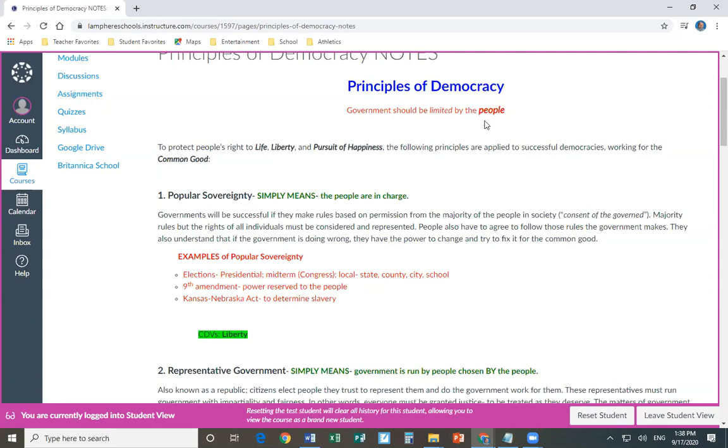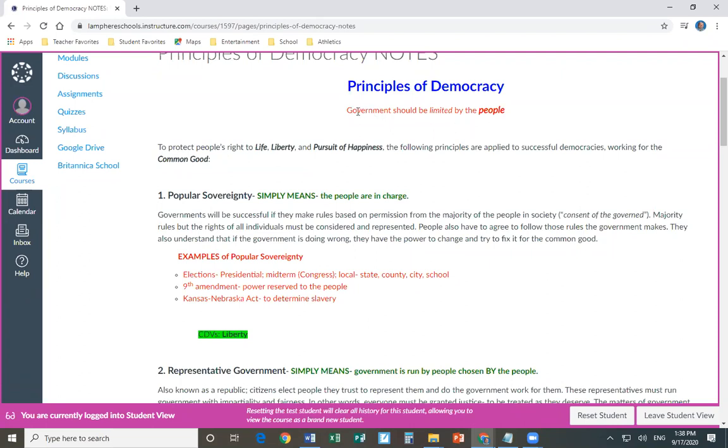So here we go. Principles of democracy. The word democracy is a Greek word and actually comes from two Greek words: demos, which means people, and kratos, which means power. So quite literally, the word democracy means power is held by the people.